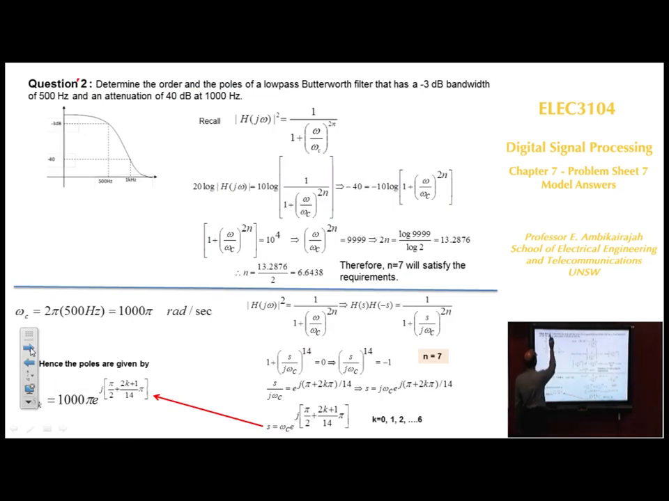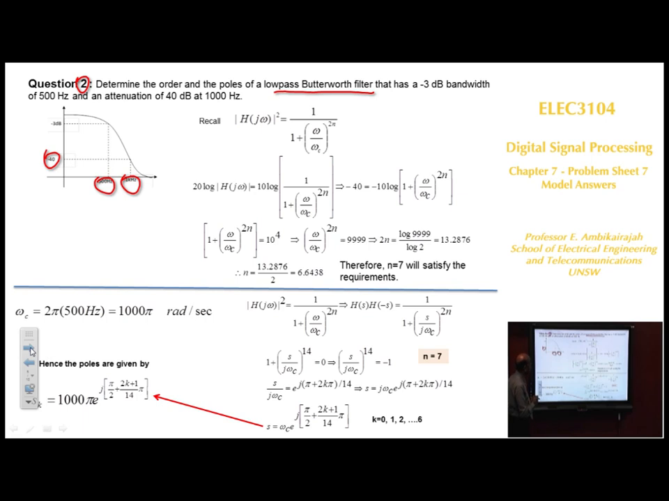Now we go to question 2, the second question. In this question, you've been given, again, a low pass Butterworth filter to find, and the cutoff frequency is 500 Hertz, the stop band is 1 kilohertz, and this is 40 dB. So it's not a difficult question, same principle.